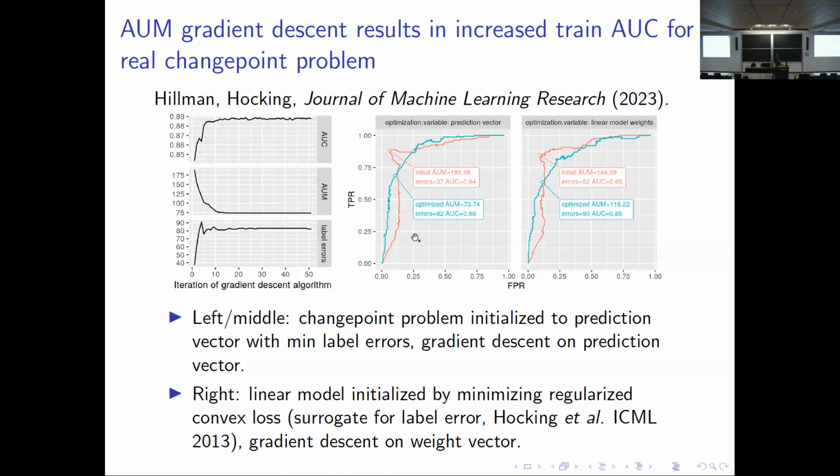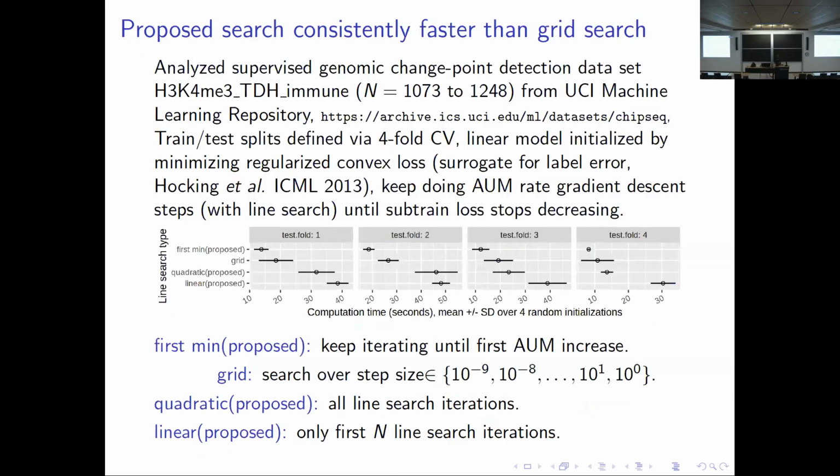So, here we showed that minimizing the AUM results in maximizing the AUC. And so in our new work, we analyzed the proposed line search algorithms. And here is one change point problem that I took from this UCI machine learning repository ChipSeq dataset that we submitted a few years back. And we did fourfold cross-validation in each one of the datasets. And we initialized a linear model by minimizing a regularized convex loss. So it's a surrogate for the label error that we previously described.